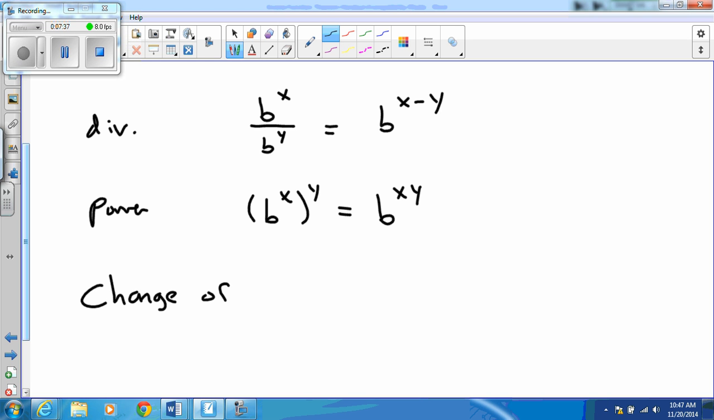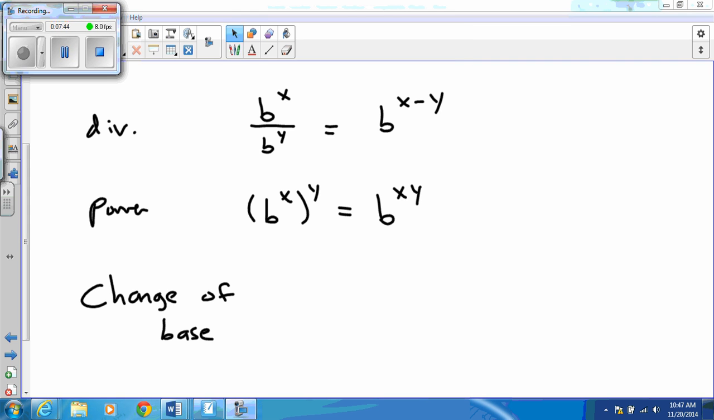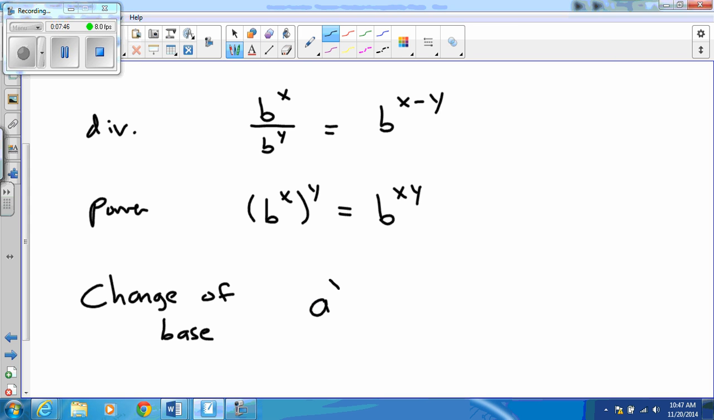I want to add one additional, which is a change of base. And the change of base property allows us to convert from one base of exponential to another. So if I have a to the x and I want to represent it as b to some power, then a to the x is equal to b to the x times log base b of a.